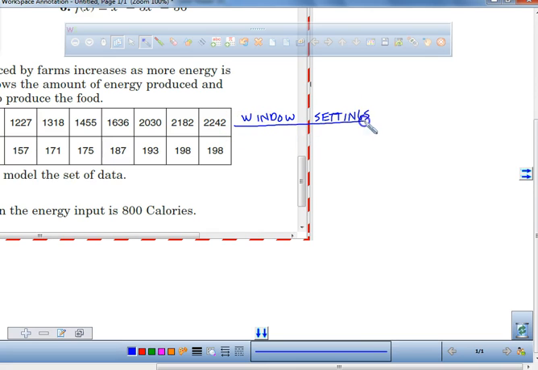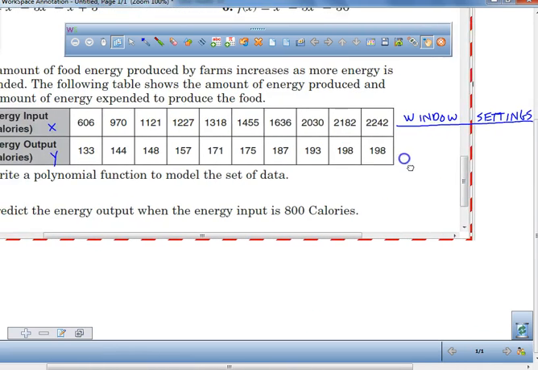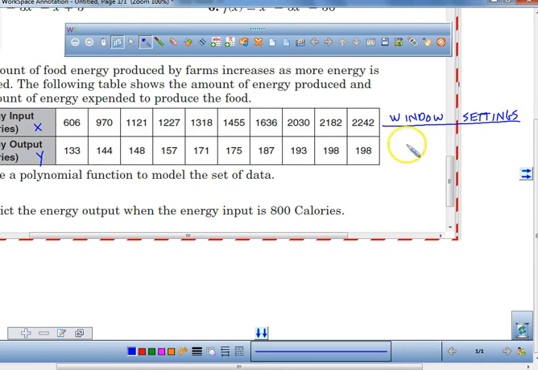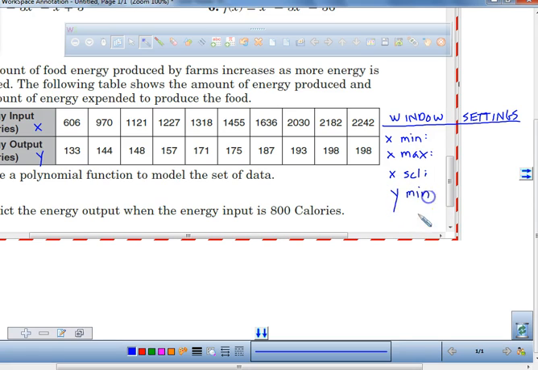So I want you guys to look at your window settings. Right now, we're going to establish our minimum x value, our maximum, and the scale. The y minimum, the y maximum, and the y scale. I know, that's a lot of them.